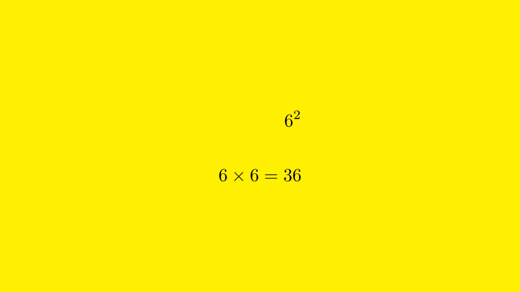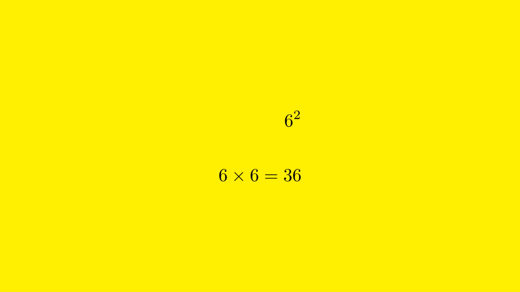Step 1. The initial step in simplifying the integer exponent problem 6 raised to the power of 2 involves understanding what the expression means. Here, the base is 6 and the exponent is 2. The exponent tells us how many times we need to multiply the base by itself. So 6 raised to the power of 2 means we multiply 6 by itself.